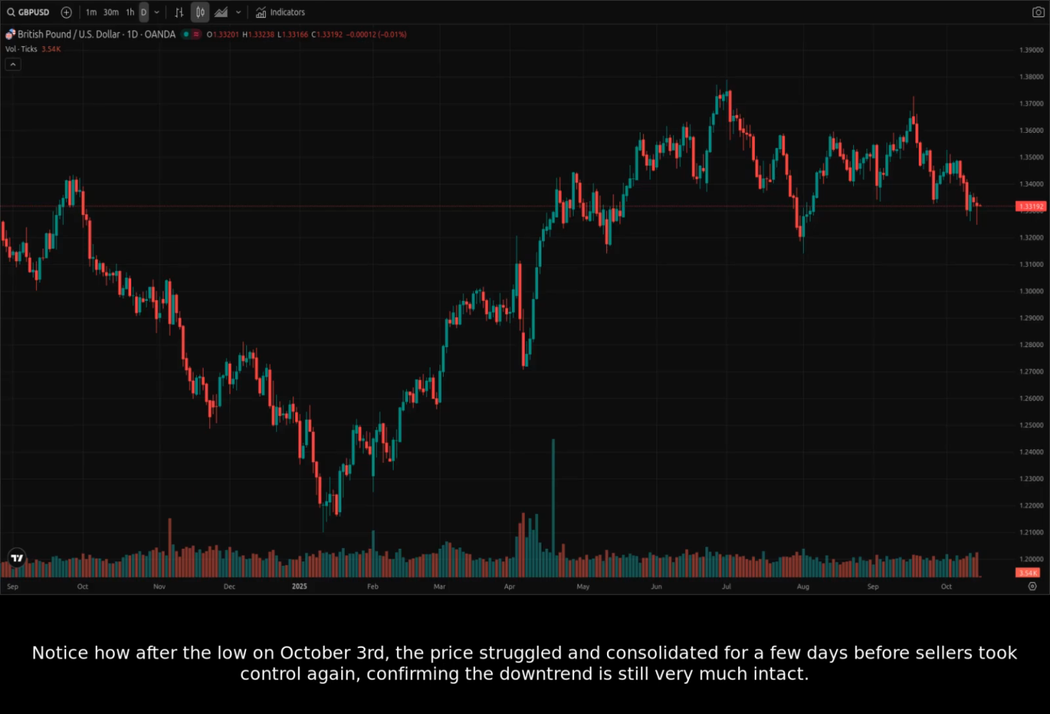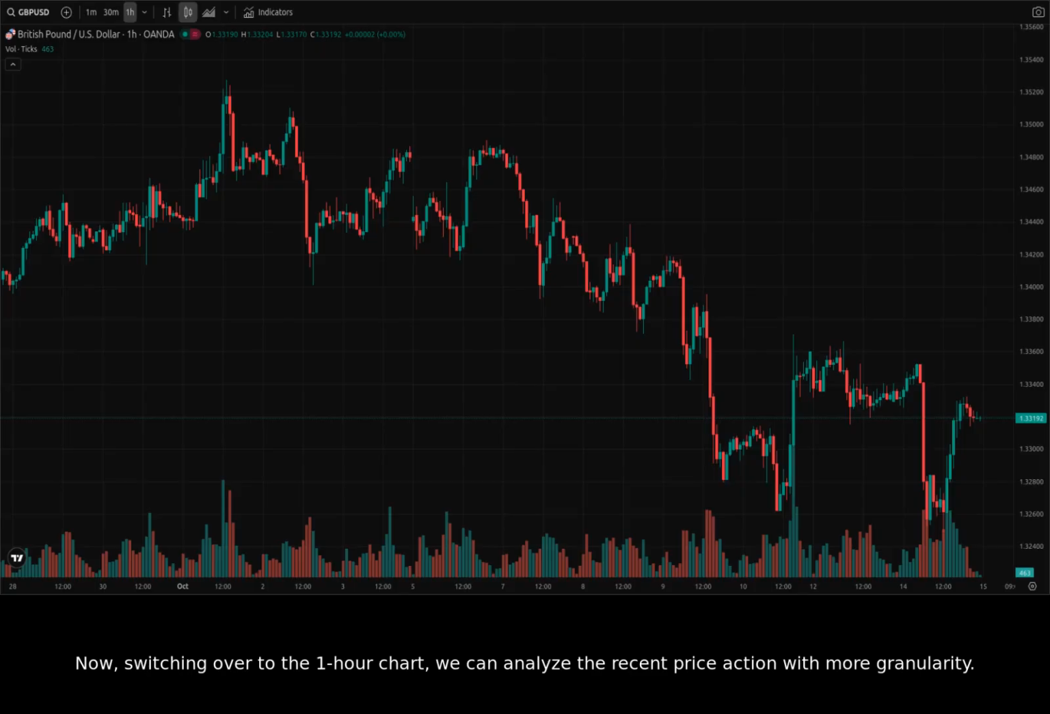Notice how after the low on October 3rd, the price struggled and consolidated for a few days before sellers took control again, confirming the downtrend is still very much intact. Now, switching over to the 1-hour chart, we can analyze the recent price action with more granularity.